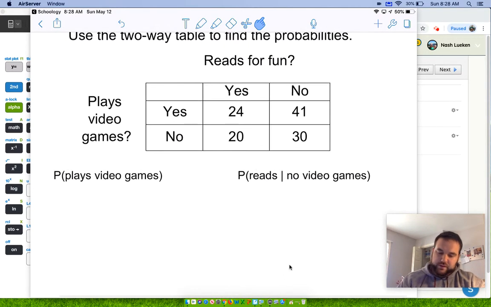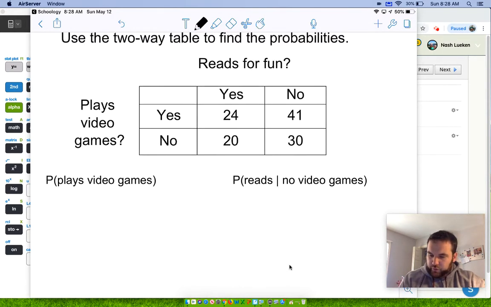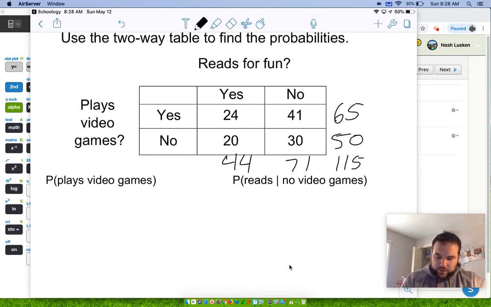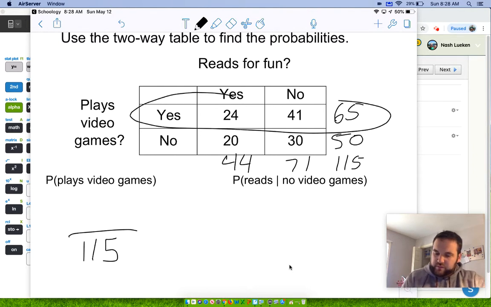Okay, use the two-way tables to find the probabilities. Find the probability that someone plays video games. So I'm going to total these up quick. So it's going to be 65. Hopefully I don't mess this up. That's 50. So it gives me 115 total. 71, 44. That's also 115. So plays video games. There's no given event. So I'm drawing from all 115 people. Of those 115, how many play video games?